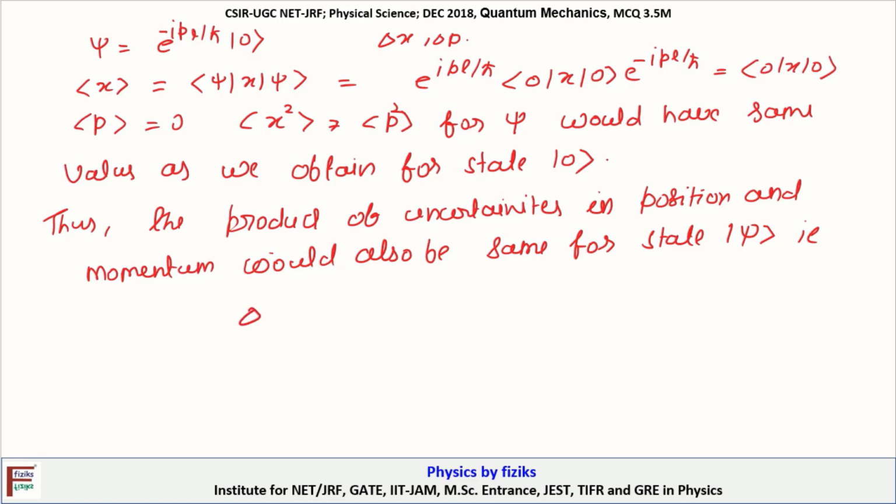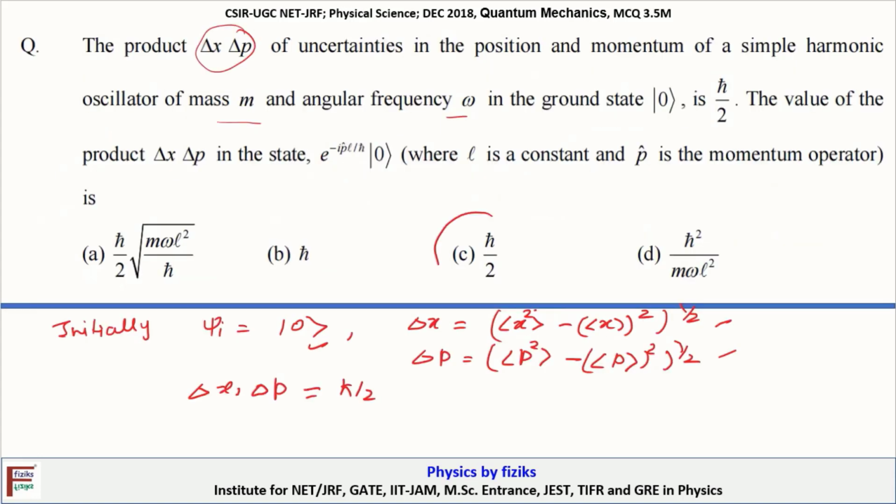That is, delta x dash delta p dash equals delta x delta p, which is equal to h cross by 2. Thus our option C is correct.